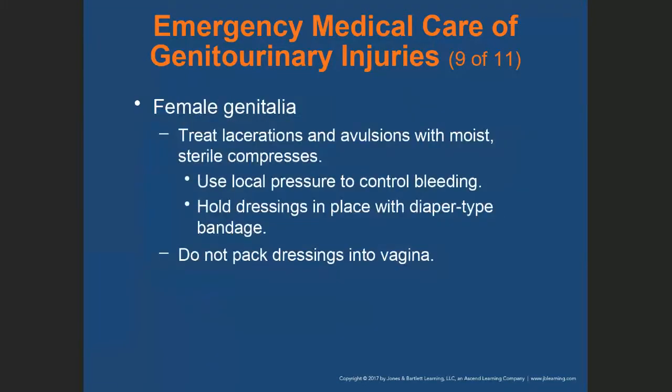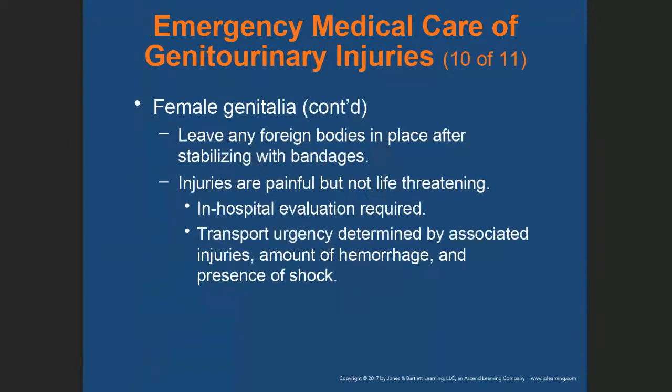For female genitalia injuries, treat lacerations and avulsions with moist sterile compresses. Use local pressure to control bleeding. Hold the dressing in place with a diaper type bandage. Do not pack dressings into the vagina. Leave any foreign bodies in place after stabilizing with bandages. Injuries are painful but not life-threatening. The patient is going to require in-hospital evaluation. Transport urgency is determined by the type of injuries, whether or not significant blood loss is occurring, and whether or not the patient is showing signs of shock.